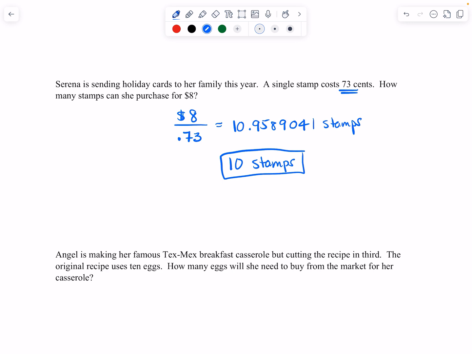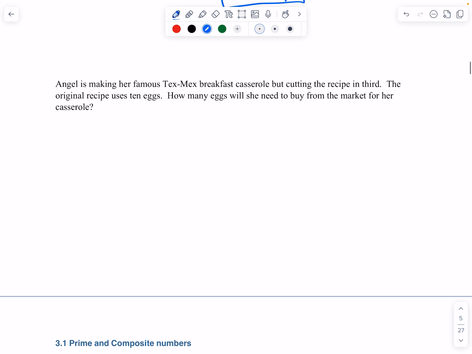Okay? Alright, so let's look at this last one. Angel is making her famous Tex-Mex breakfast casserole, but cutting the recipe in thirds. The original recipe uses 10 eggs. How many eggs will she need to buy from the market for her casserole? Okay, so if she has 10 eggs and she has to cut this recipe in thirds, I'm going to take 10 and divide it by 3 because I am doing this 10 times 1/3 of the recipe. So that becomes 10 over 3. So I'm going to divide this, 10 divided by 3. And when I do that, I get 3.33 repeating.